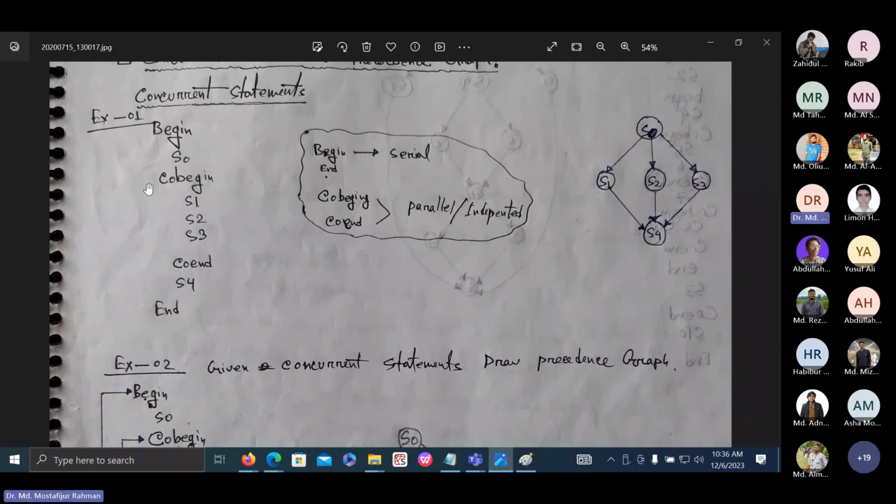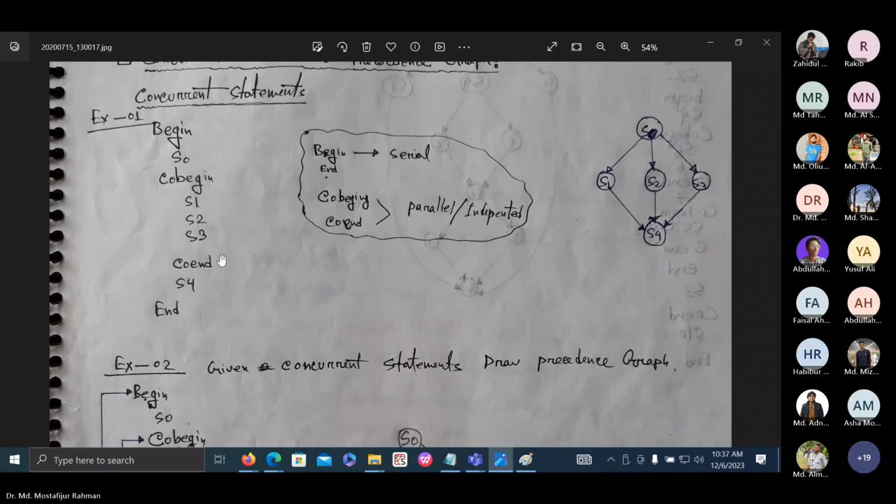In this case, we can see begin, statement S0, then this co-begin starts and ends here. Can you see my cursor? Yes, sir. Here these three statements need to execute at the same time. Then begin S0, begin and this end is the range. Okay, this co-begin range is this part.